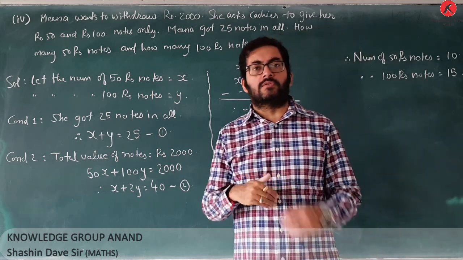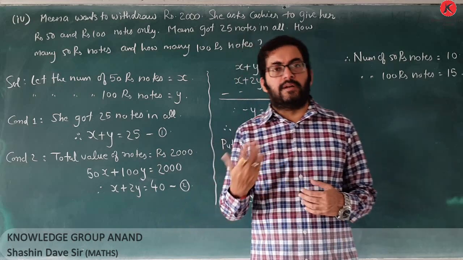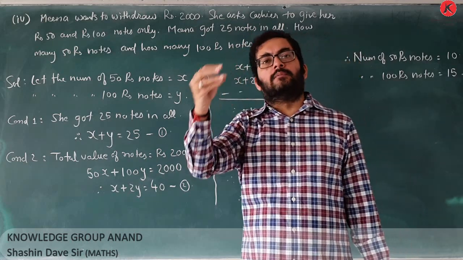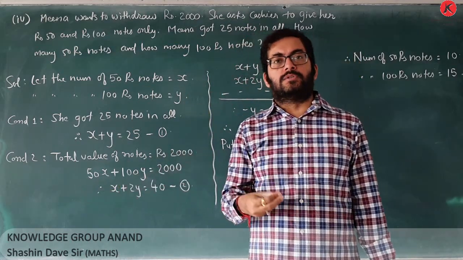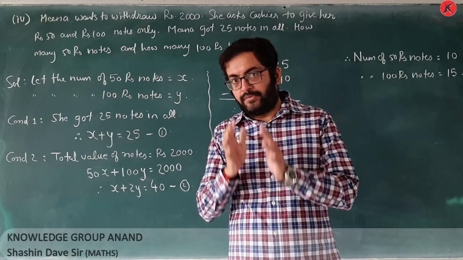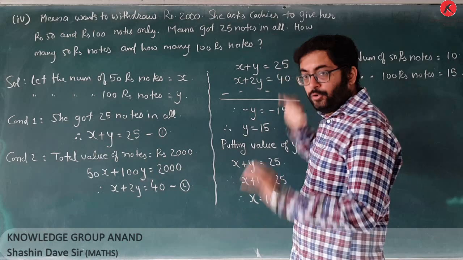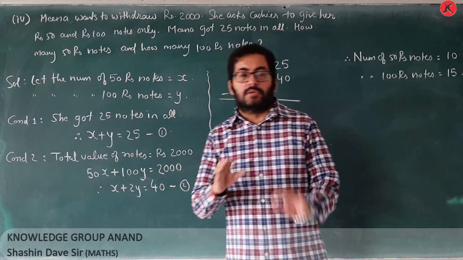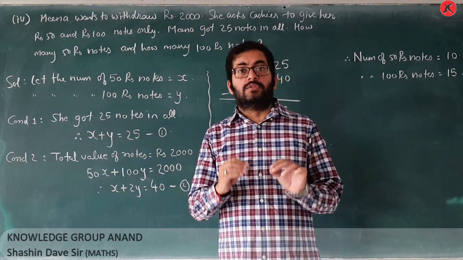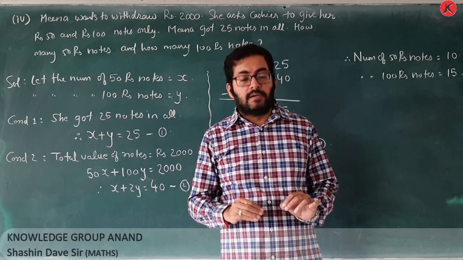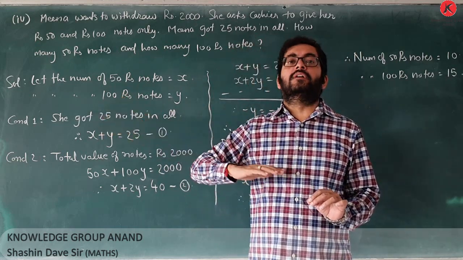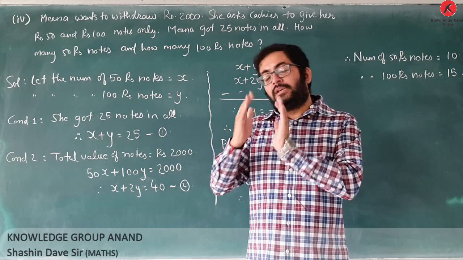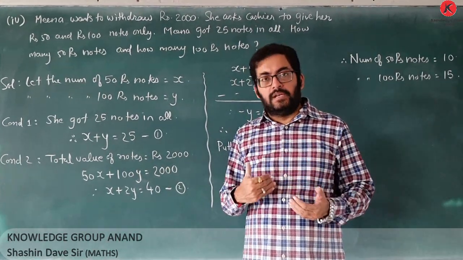So when the cashier gave her 2000 rupees in the form of rupees 50 notes and rupees 100 notes, she got in total how many notes? 25 notes. Among these 25 notes, some notes will have a denomination of 100 rupees and other notes will have a denomination of 50 rupees. So in total there are 25 notes. We need to find how many are 50 rupees notes and how many are 100 rupees notes. Clear? So once again I repeat, understand the question. Meena wants to withdraw a total amount of 2000 rupees, but she wants that 2000 rupees only in the form of 50 rupees notes and 100 rupees notes. Now, when the cashier gives her that amount, she gets 25 notes in all.